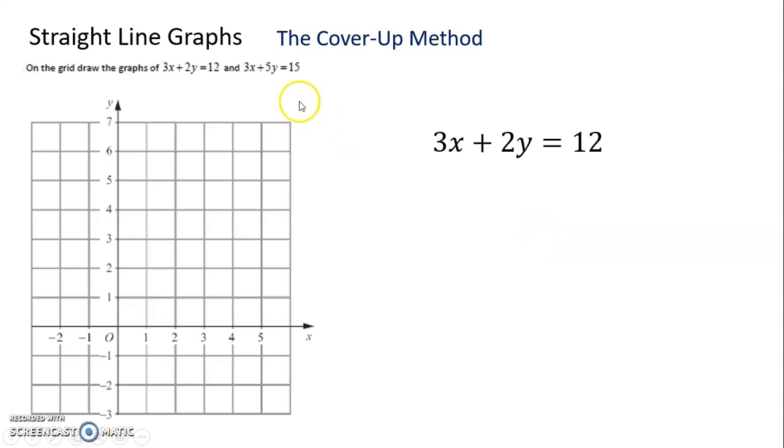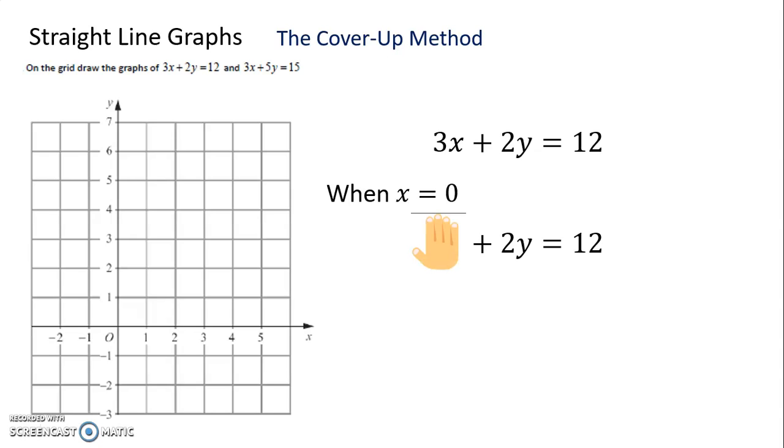So if I look at the first equation that I'm being asked to plot here, 3x add 2y is equal to 12, and what I'm going to do is cover up the 3x part, and what that will do is be equivalent to working out what value y will take if x is 0.